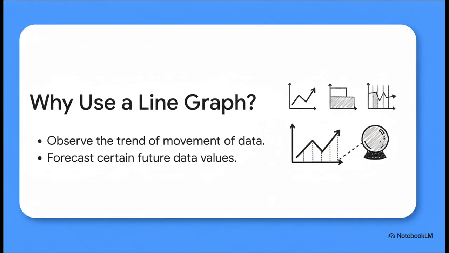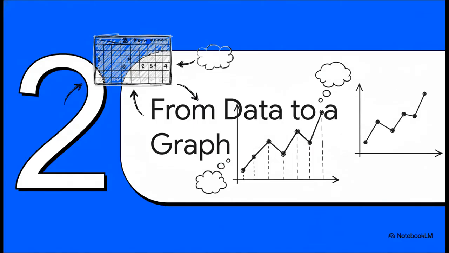So you might be asking, why even bother? Well, there are two huge reasons. First, you can instantly see the trend. You can see if something's going up, if it's going down, or if it's just staying flat. And second, and this is the really cool part, you can often use that trend to make a pretty good guess, a forecast, about what might happen next. All right, that's enough theory. Let's get our hands dirty, shall we?